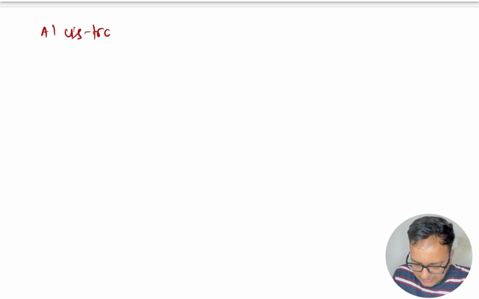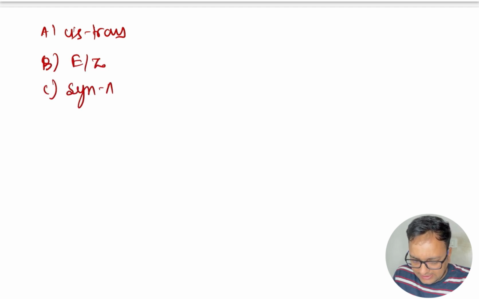So now we are going to look at the types of isomers that are categorized under the geometrical isomer. We actually have three types of geometrical isomer. First is cis and trans, which is the most common; B, we have E and Z; and C, we have syn and anti. So we want to look deeply into cis-trans, E-Z and syn-anti.